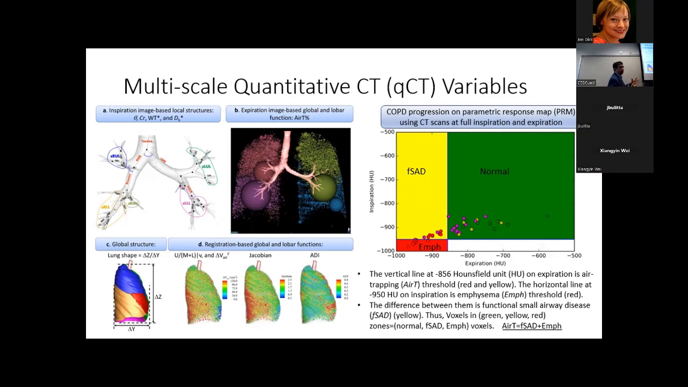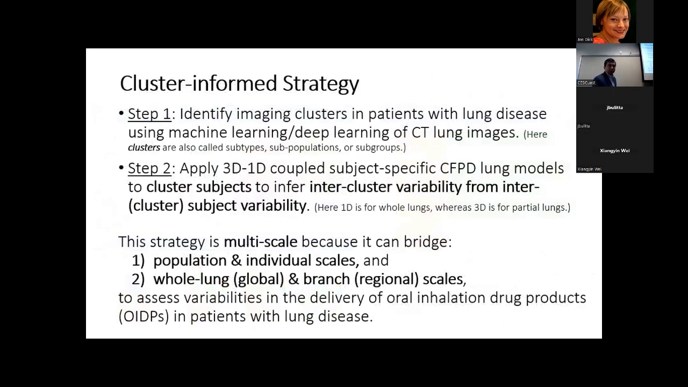We can also use the image data to calculate the lung shape, because for some lung diseases, lung shape is an important metric too. So you can see we have variables at local level, at global level, and at lobar regions, including structural and functional variables. Then we apply machine learning and deep learning to these variables to identify imaging clusters.